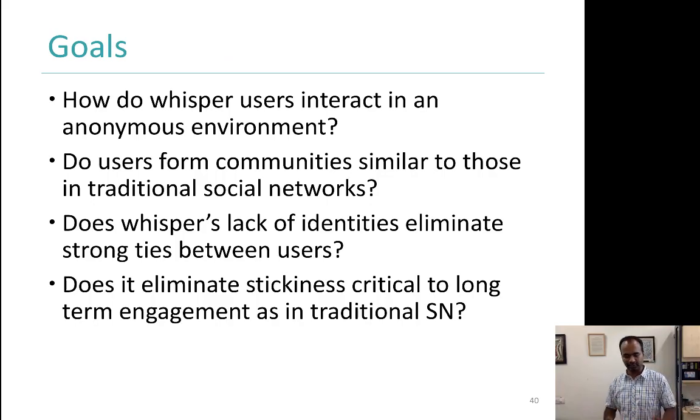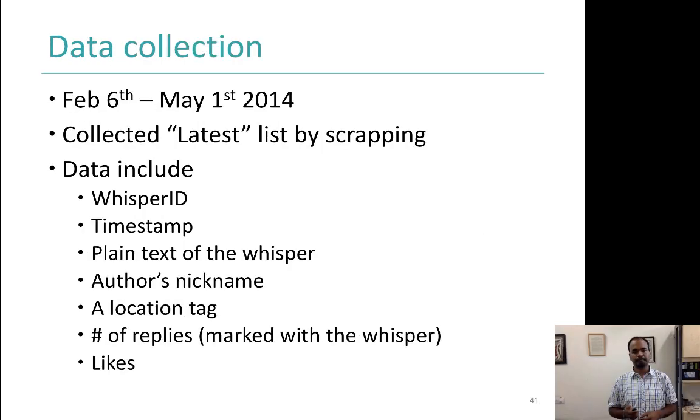I hope that's clear. Those are the 4 goals that we have for the rest of this lecture, where we will take one particular network, in this case Whisper. We will actually try and answer these 4 questions using some data, using some inferences that we draw. So the data that was collected for this analysis is from 2014. And of course, Whisper does not have an API, so the data was scraped.